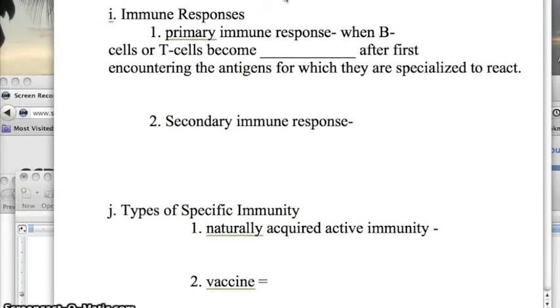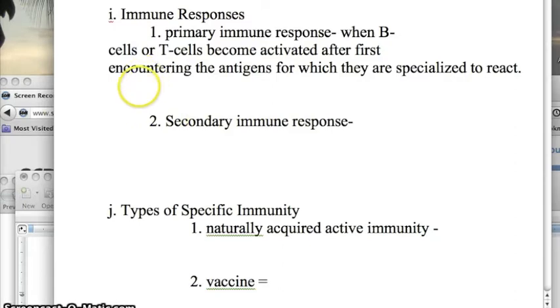So looking at immune responses. So a primary immune response is really what we've been talking about this whole time. So it's when B cells or T cells become activated after first encountering the antigens for which they are specialized to react. So this is the first time your B cell sees that particular antigen that it was made to attack, the first time the T cell sees it, so you get sick.